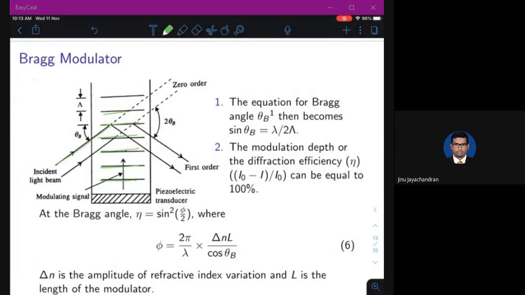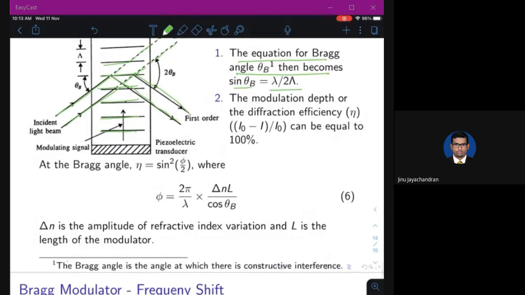The incident beam is coming. Actually, this should have come like this with a zero order without reflection, but it will get diffracted and go as a first order. Now, the equation for Bragg angle then becomes sine theta b is equal to lambda by 2 capital lambda. Now, what is a Bragg angle? The Bragg angle is the angle at which there is a constructive interference.